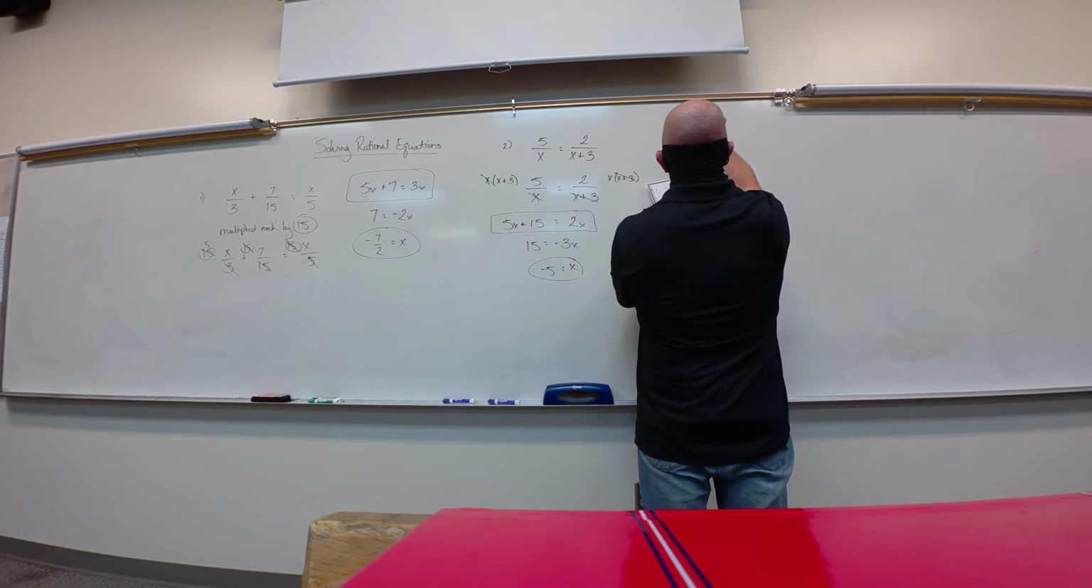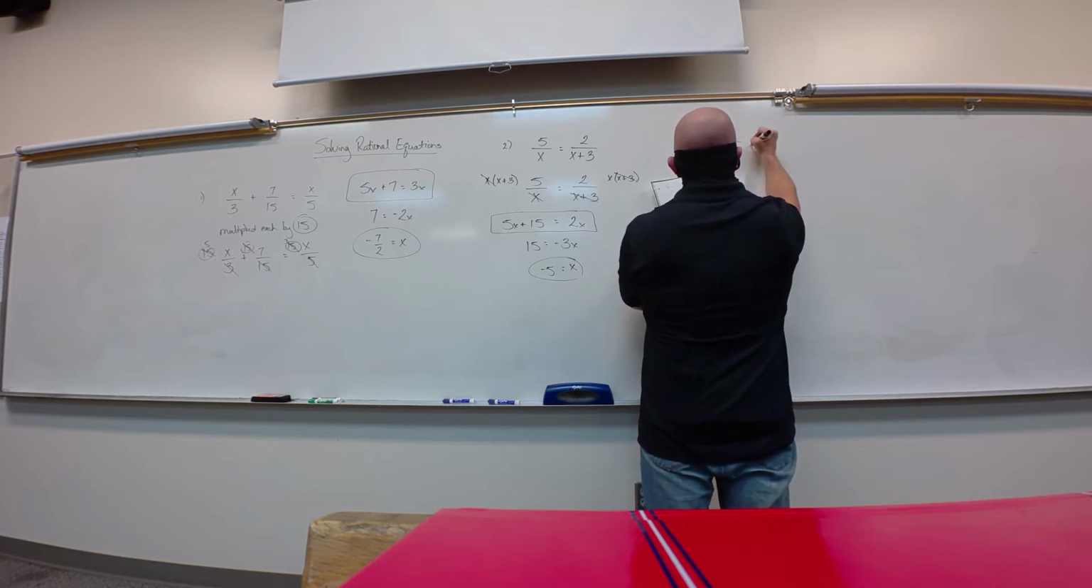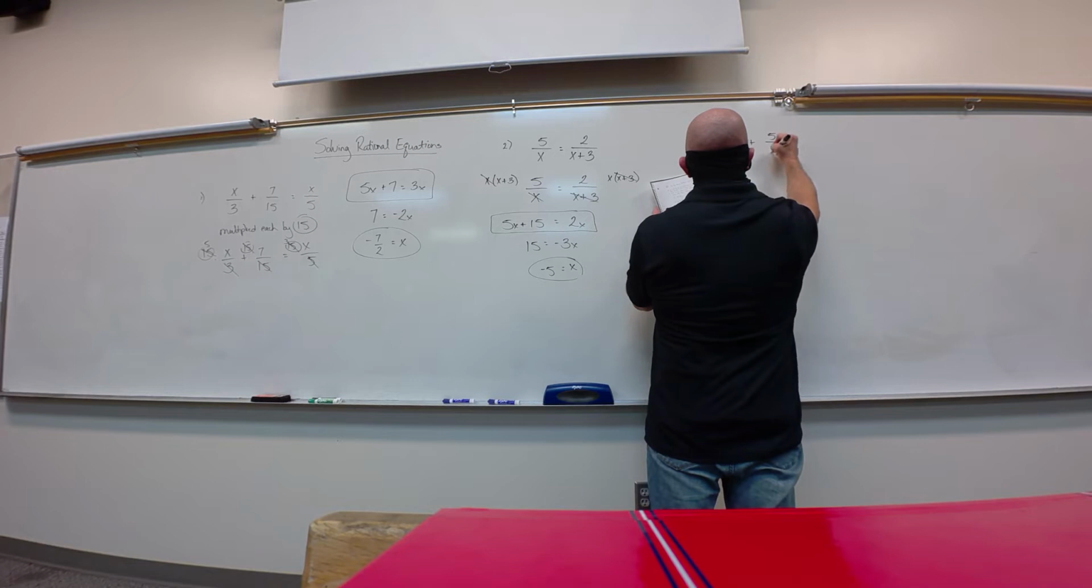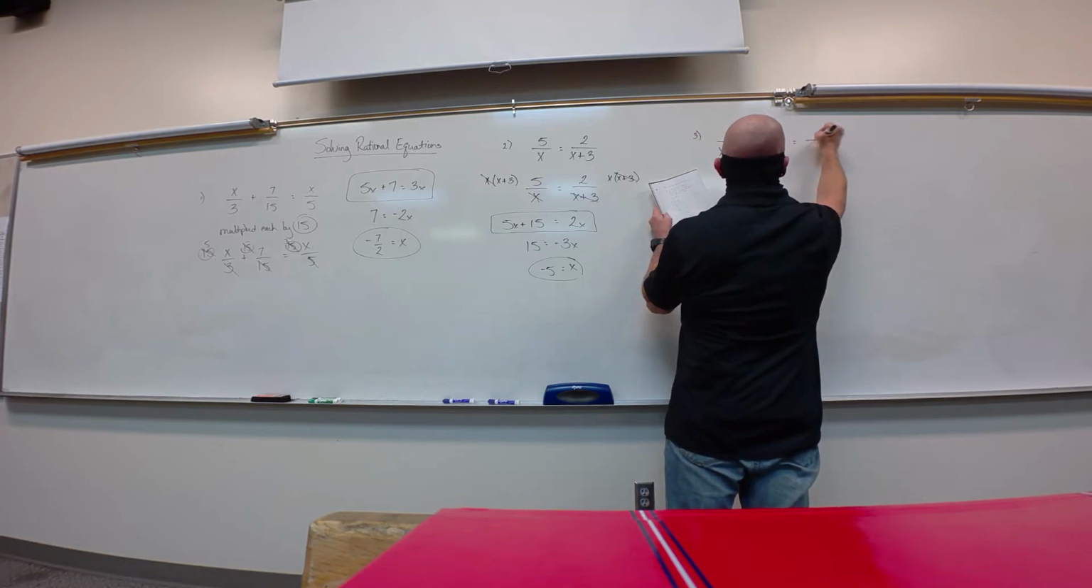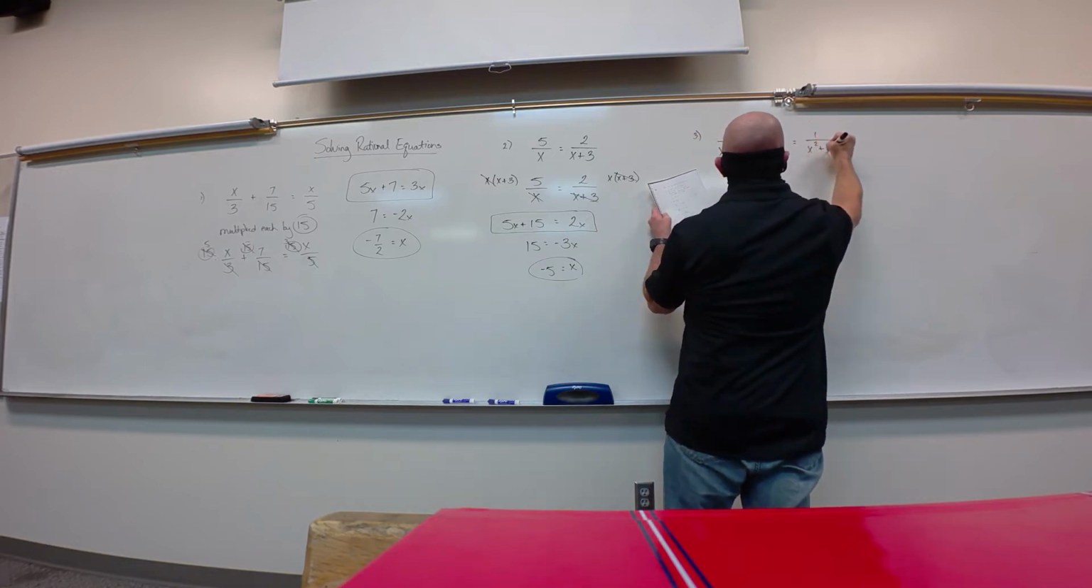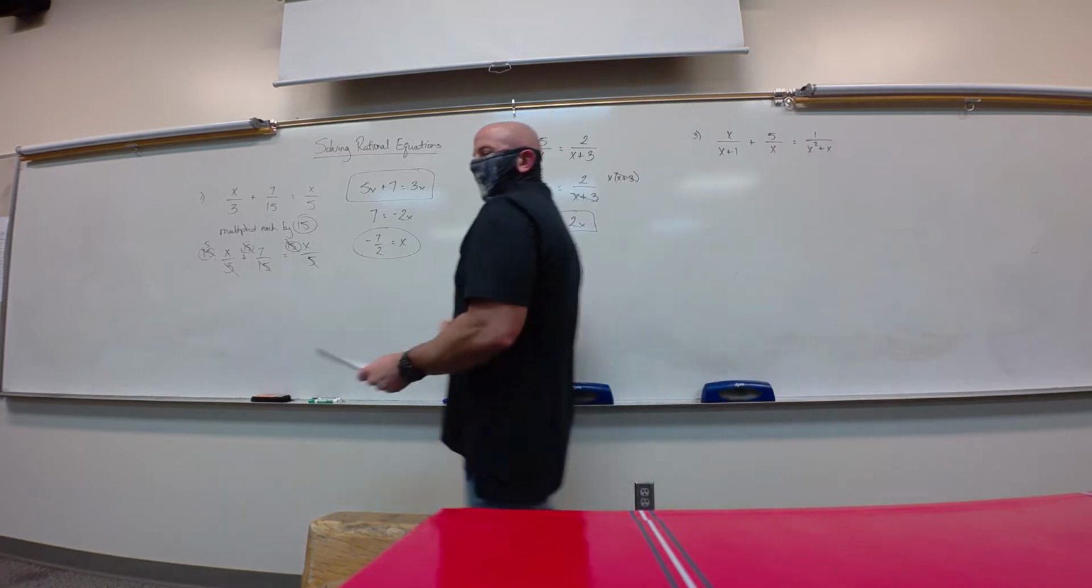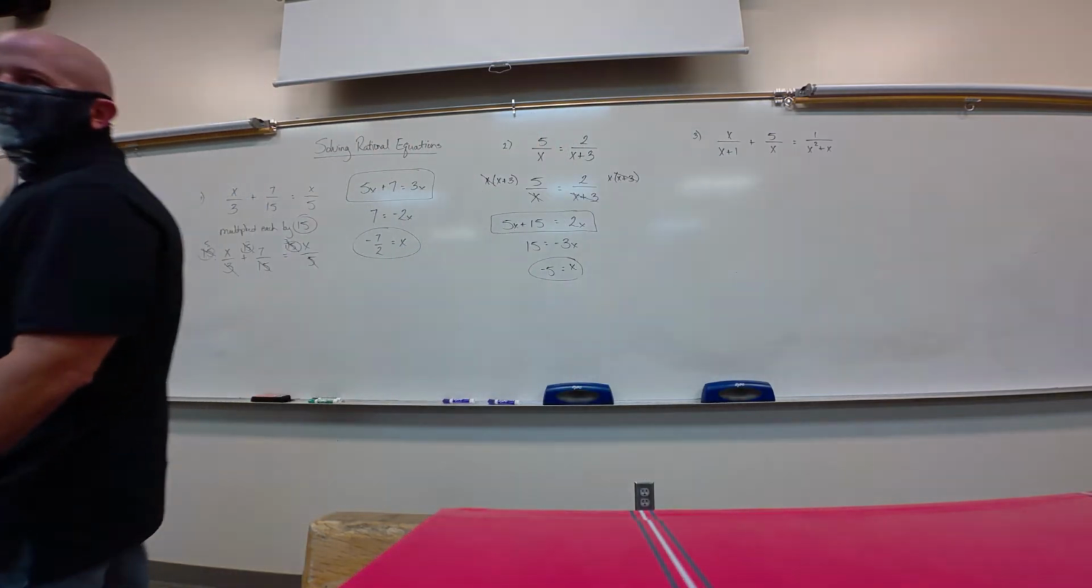Let's go for something like this. Let's go: x over x plus 1 plus 5 over x equals 1 over x squared plus x. So we're going to bring in a few things that we have also seen before.